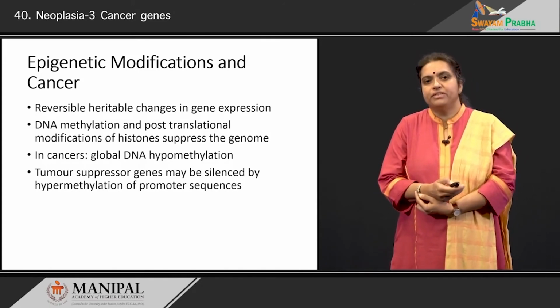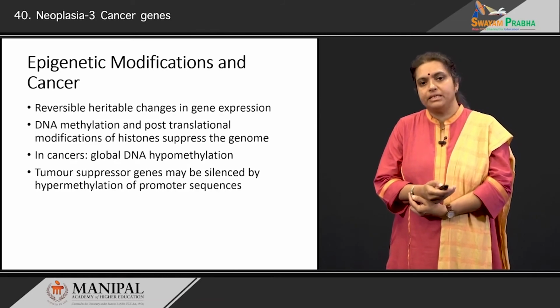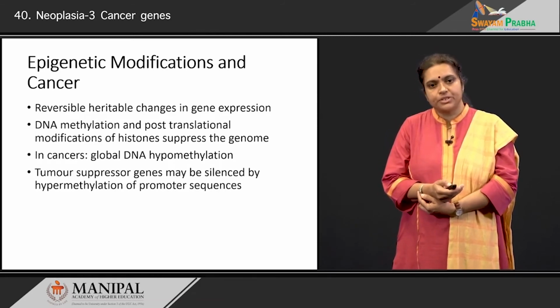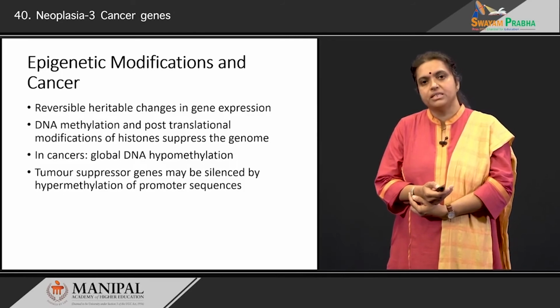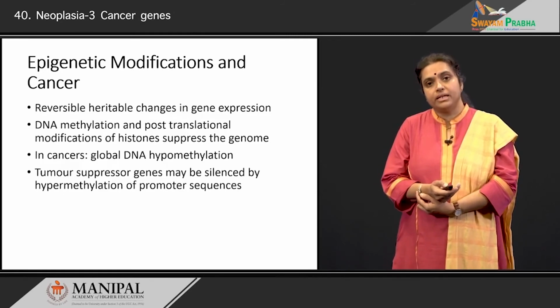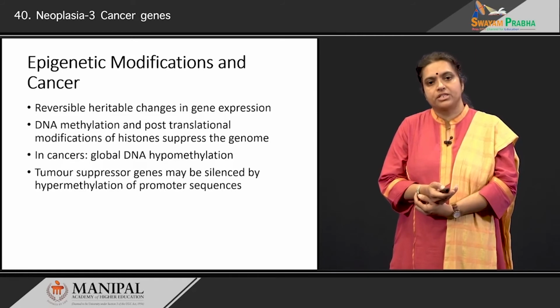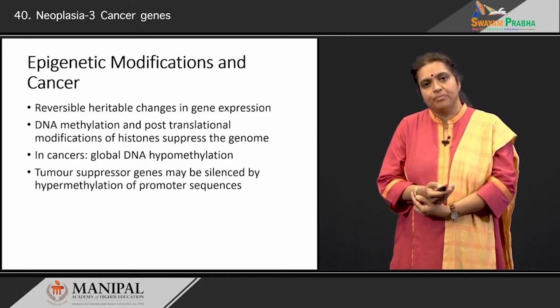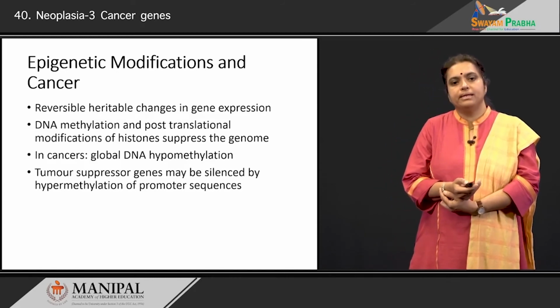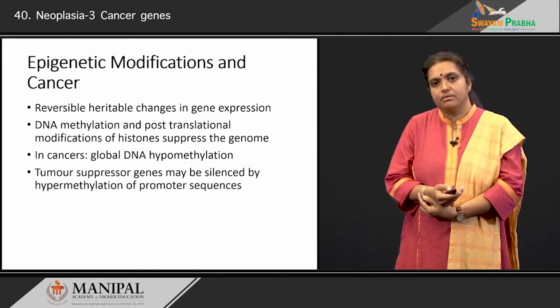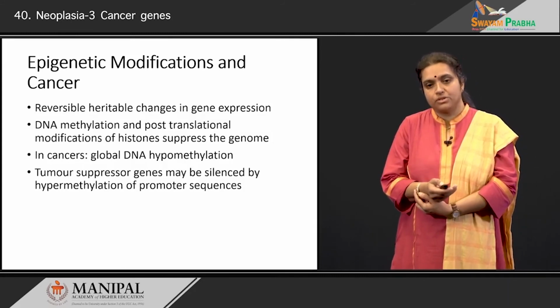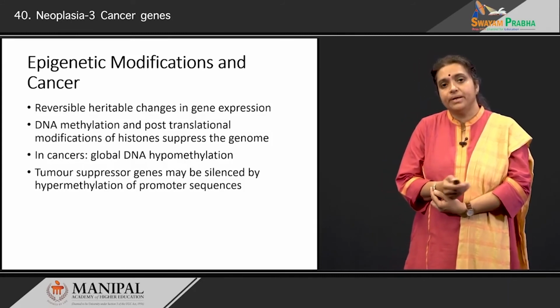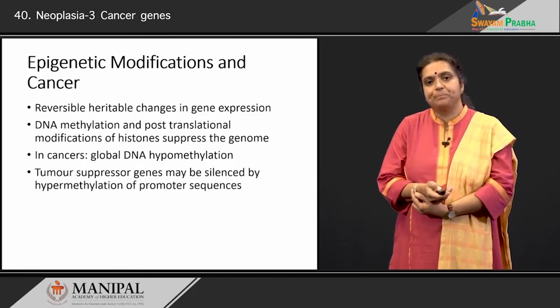So, epigenetic modifications are nothing but reversible heritable changes in gene expression, and these modifications are mainly due to either DNA methylation or post-translational modifications of the histones. They can act either by global DNA hypomethylation or by silencing the promoter sequences of tumor suppressor genes. So, either way it can lead to cancer.